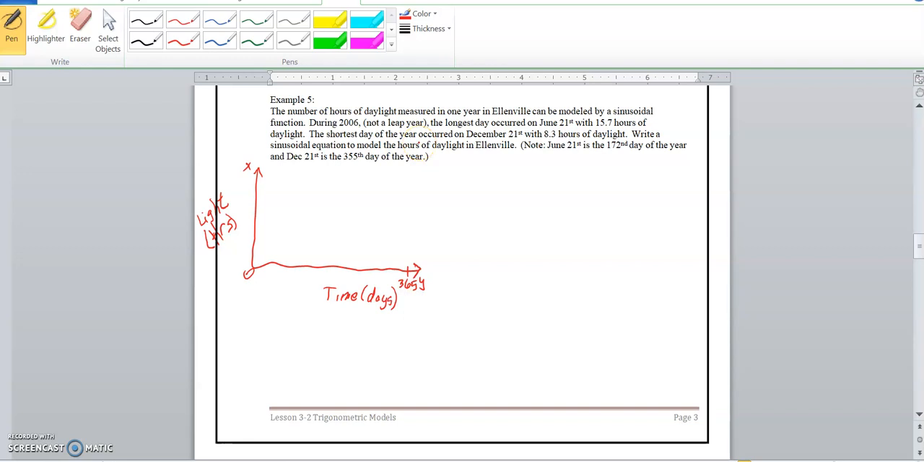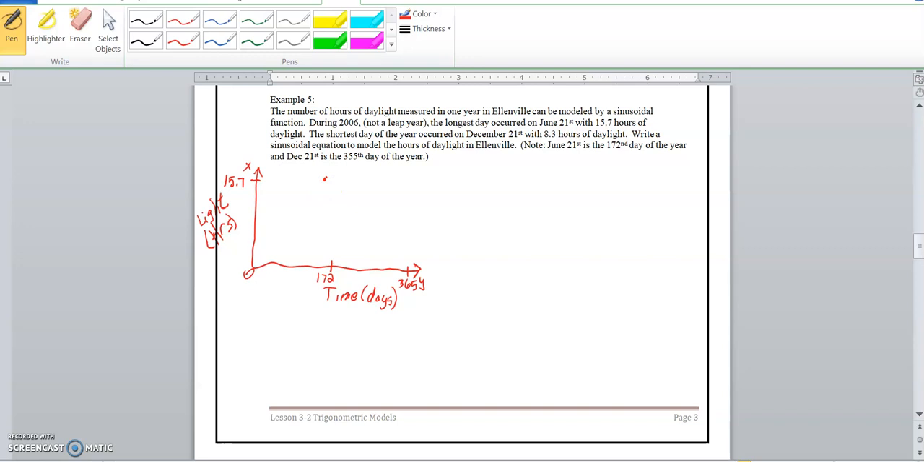The information we're given says the longest day is June 21st. I had 15.7 hours. So the longest day means I'm going to come up here to the top, arbitrarily pick that point, and say 15.7 hours. Now it also says later, note, June 21st is the 172nd day. So somewhere around, I mean, we all know that on the calendar here that it should be somewhere here, so 172nd of 365. So we can have this point here, right?